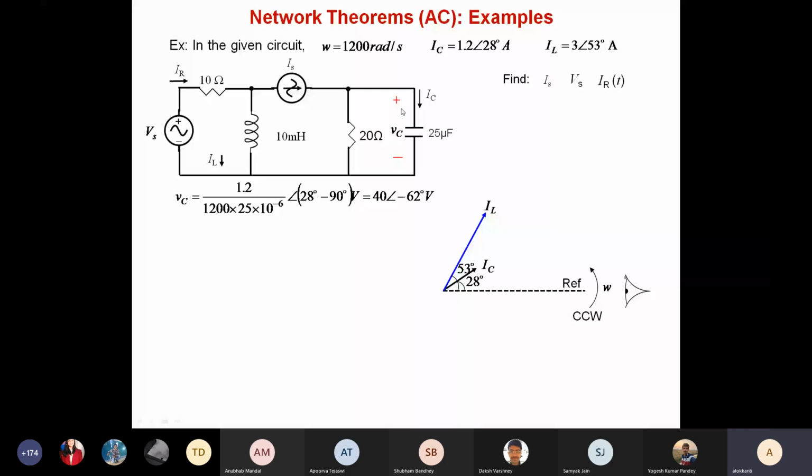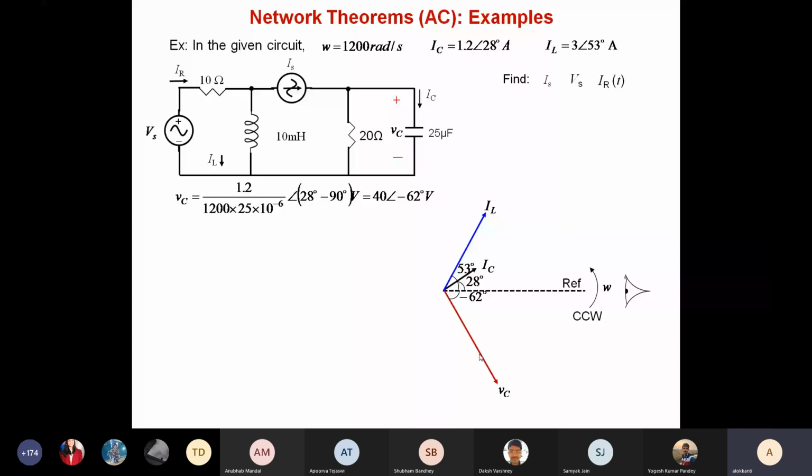As soon as you get VC with the magnitude and angle, you basically draw the VC. Obviously since this is a voltage, you can choose some other scale if it cannot be accommodated using the same scale. Because the value is 40 and the IL value is 3, obviously they cannot be held on the same page. So you have to adopt some other scale for the voltages. And so this is the VC at an angle of minus 62 degrees from the reference.